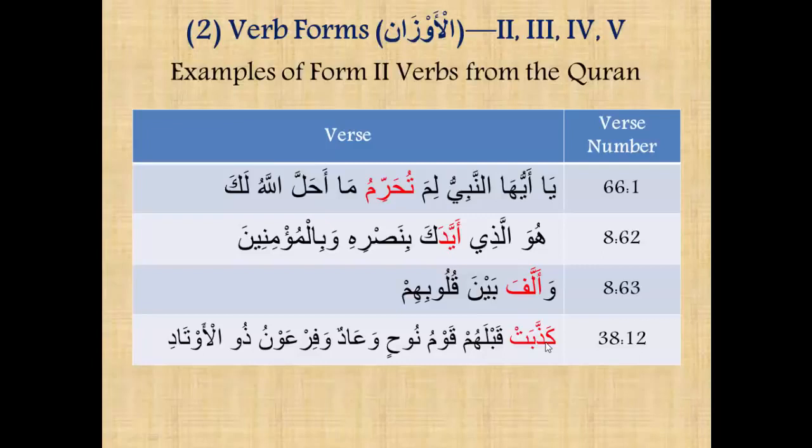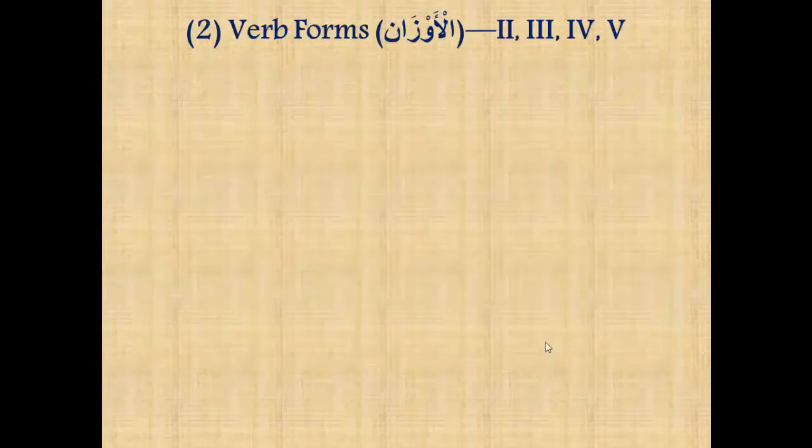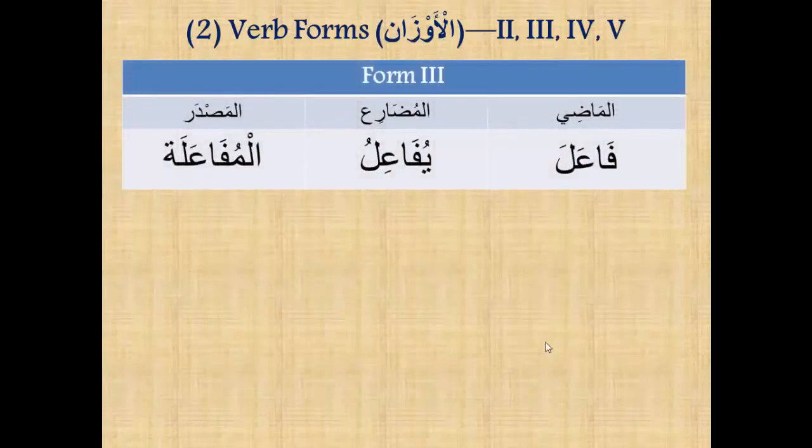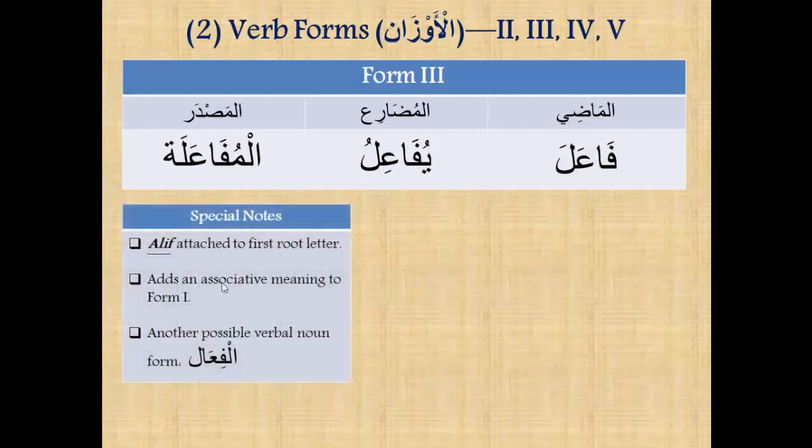Now moving on to form three. The form three set: فاعل يفاعل المفاعلة. فاعل in the ماضي, يفاعل in the مضارع, المفاعلة in the مصدر. So what do you observe that is unique about this verb form in terms of sound? It's the alif, right? The elongation, the a sound that we attach to the first root letter.